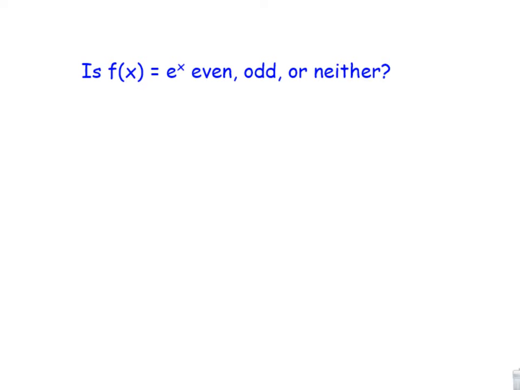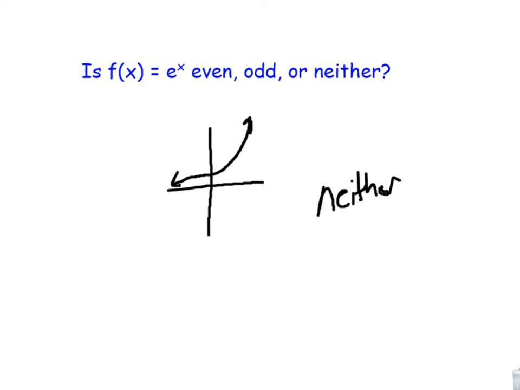Is f of x equal e to the x even, odd, or neither? Well, here we should be familiar with the graph of e to the x. E to the x is an exponential function. It has a horizontal asymptote here, so it comes up and looks like this. And as we look at that, that obviously is not symmetric about the origin or the y-axis. So just by looking at the graph, we know this is neither. So there's one where we can use the graph.